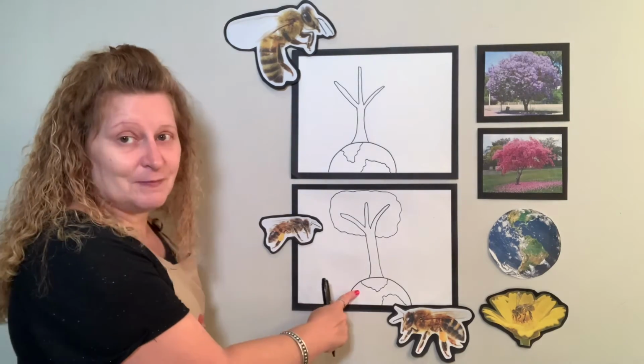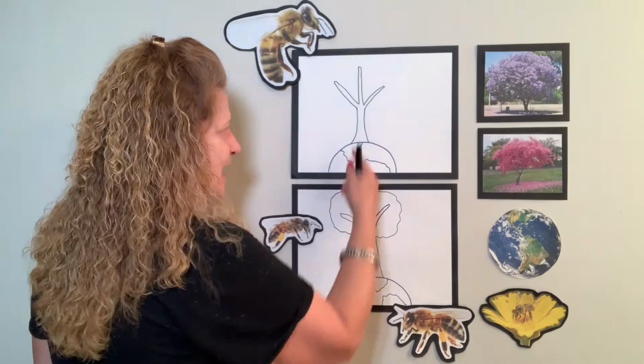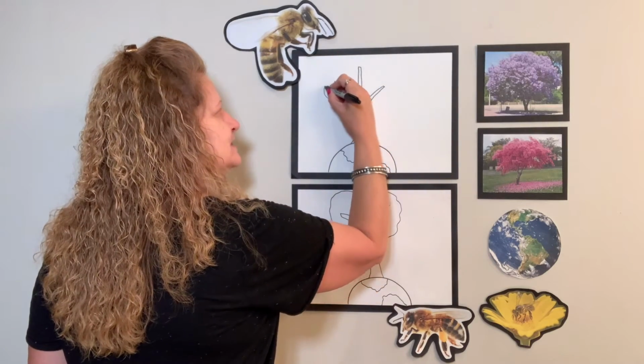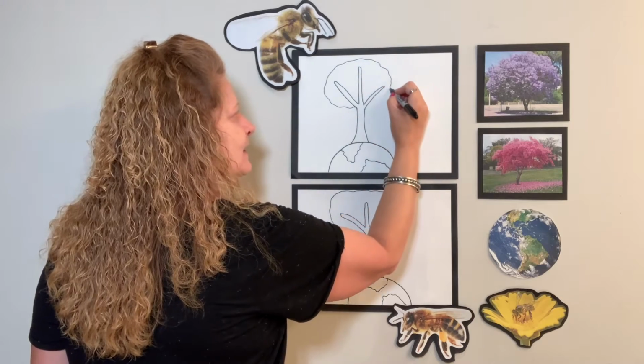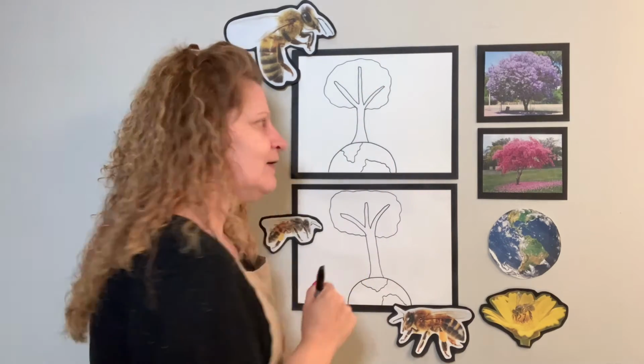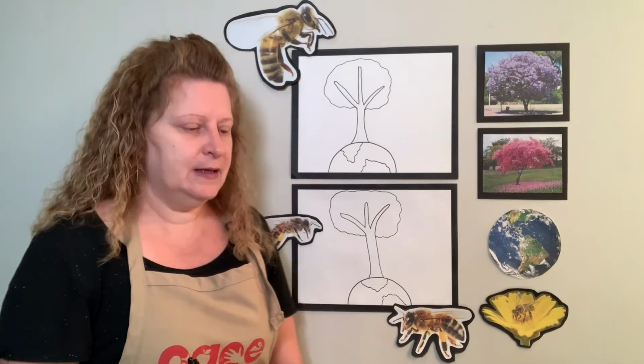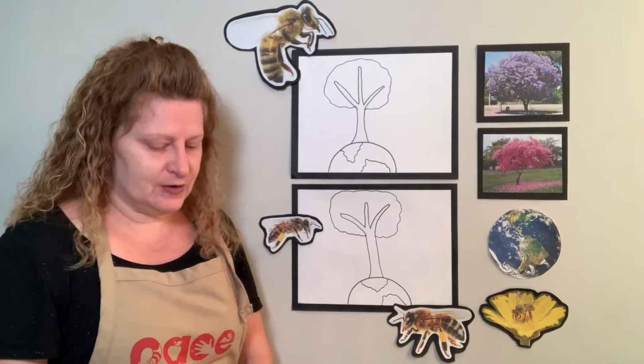Now, my tree's leaning a little bit, but that's okay. You could have a leaning tree or a straight tree. And so now I'm going to start to draw it on my paper. And there we go. Now I have my tree. So, trees are very important in saving our Earth.